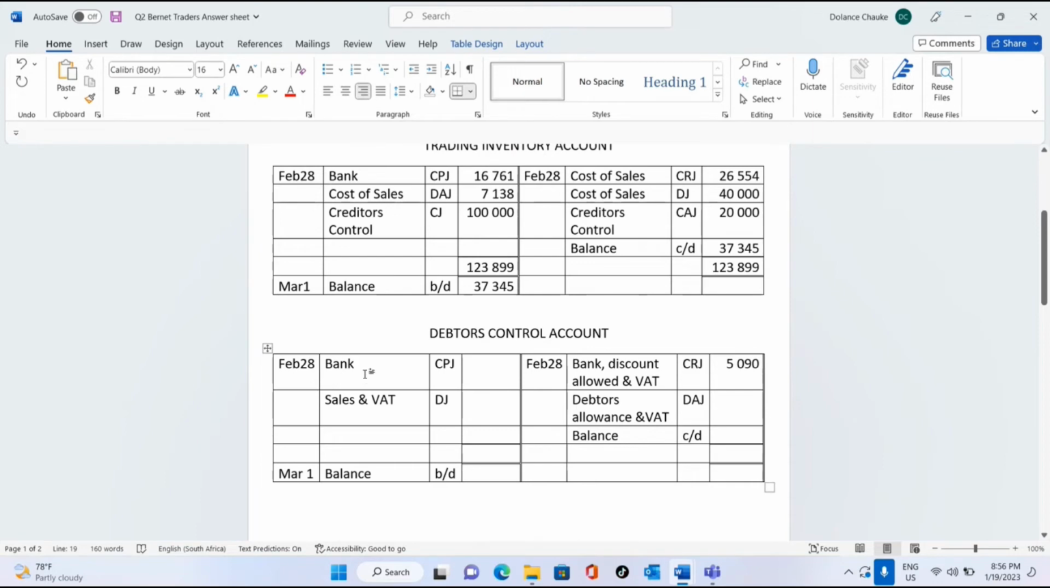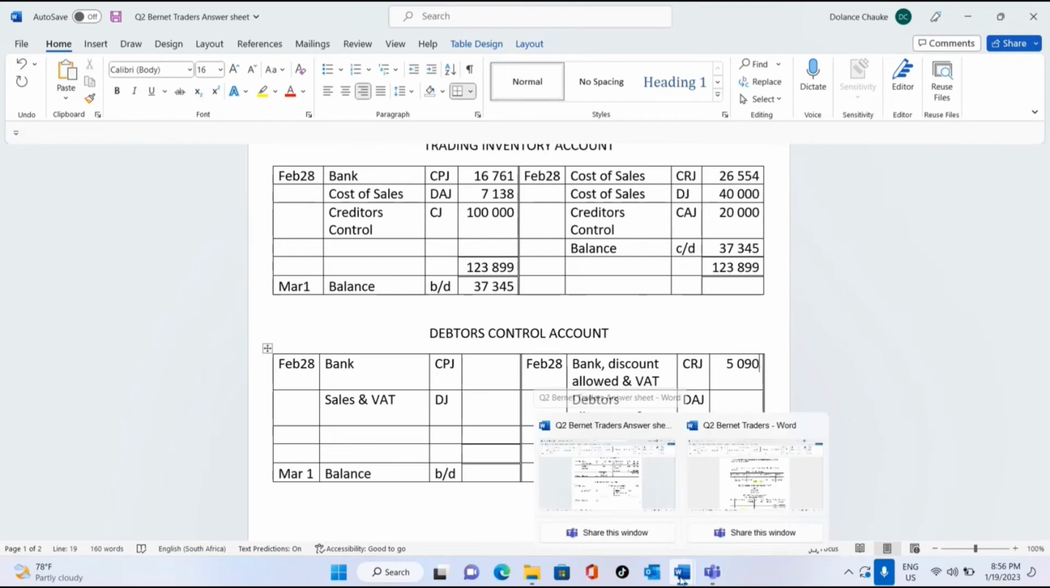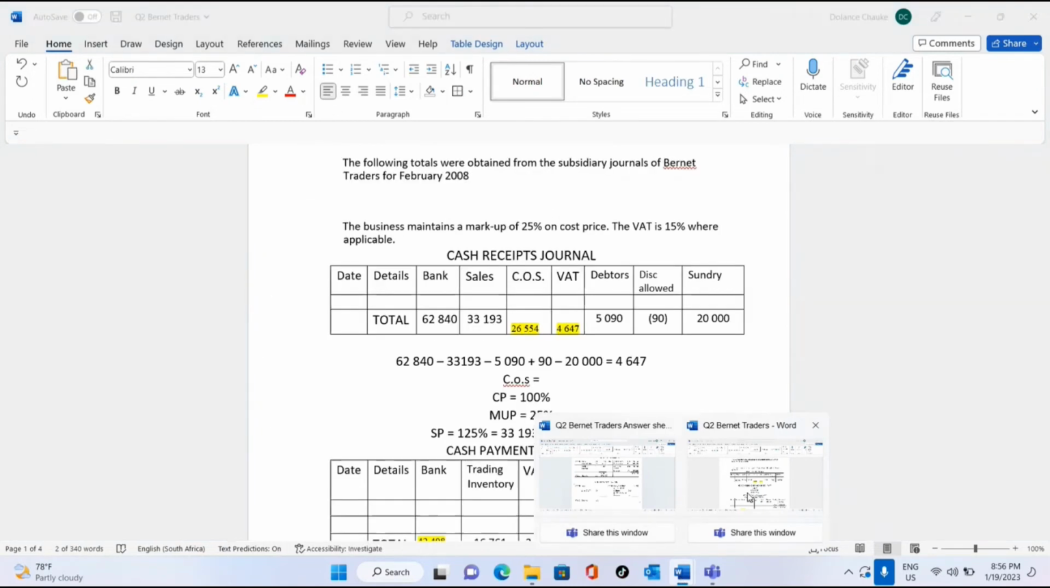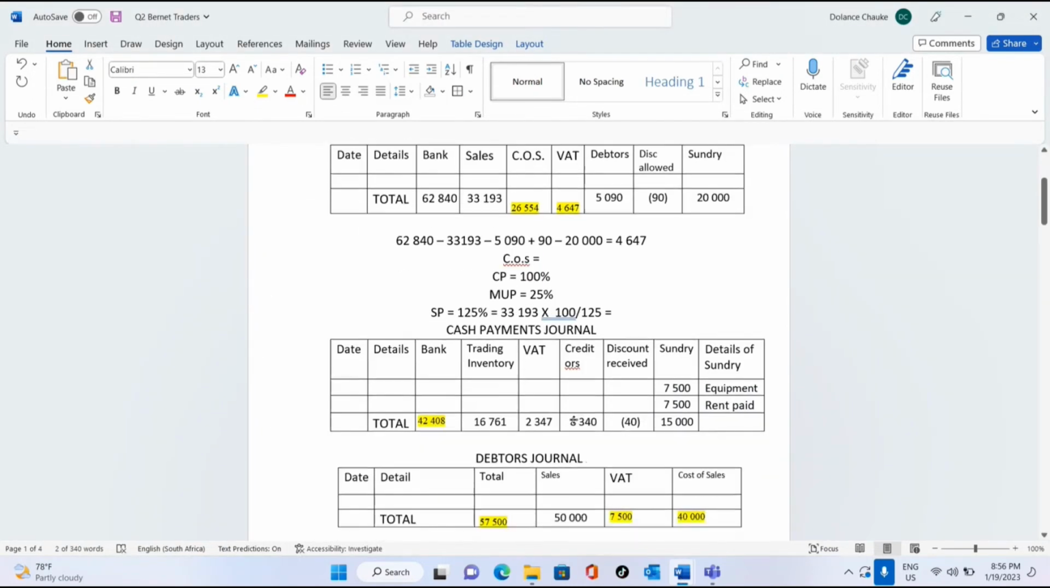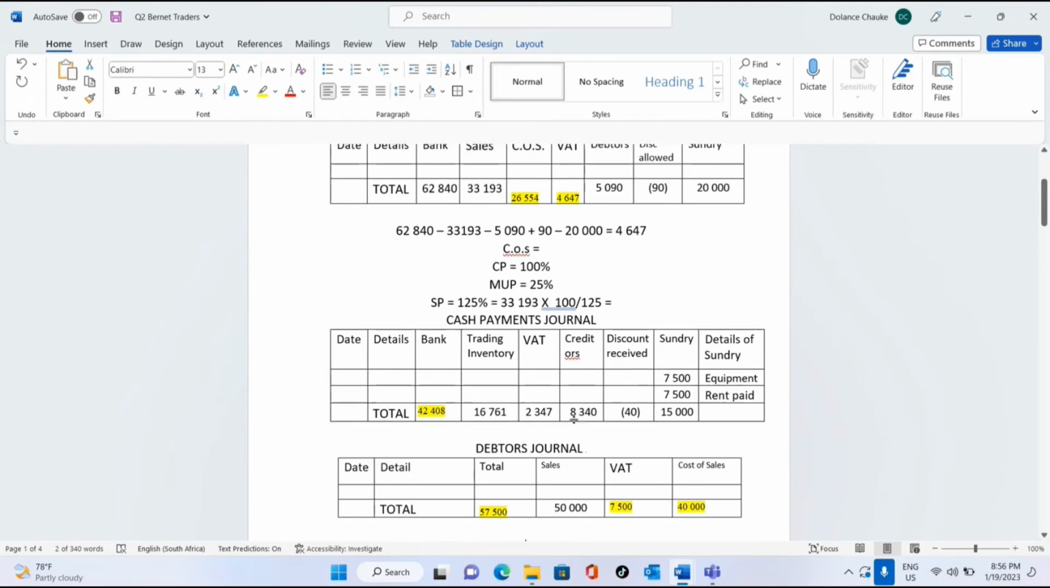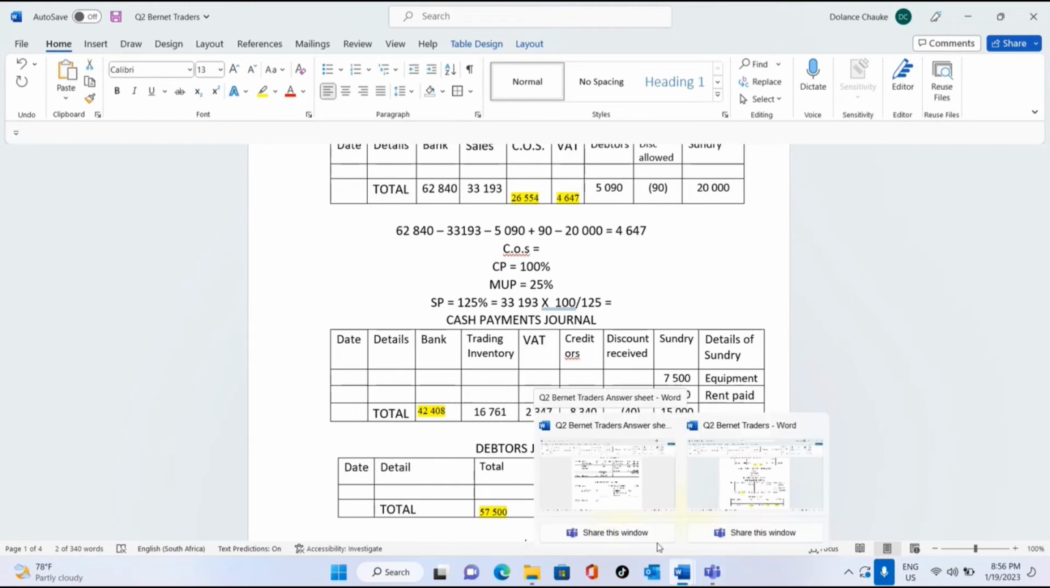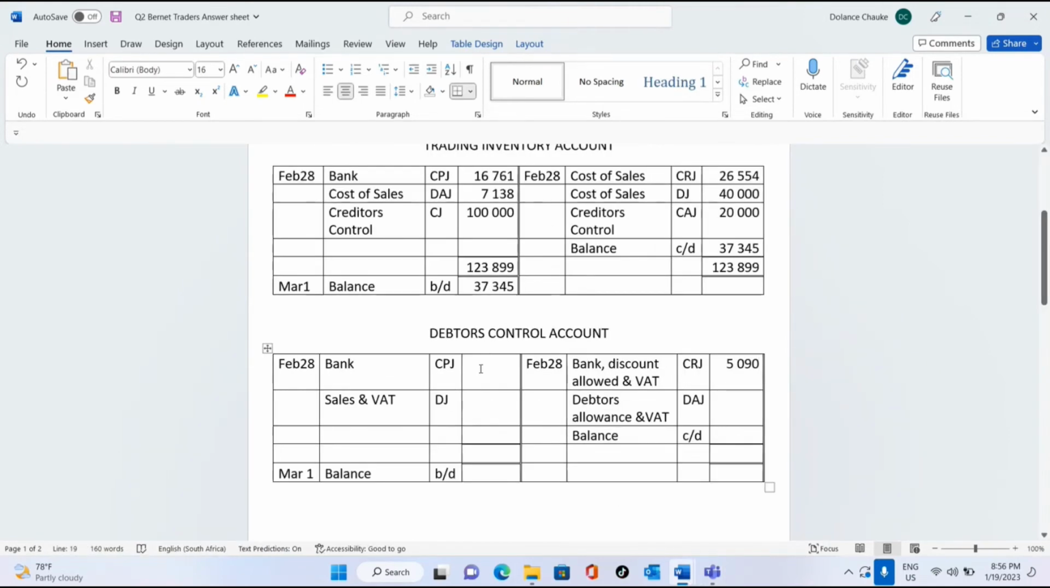And then let's go and look at our debtors under the CPJ, our debtors under cash payment journal. Do we have any debtors there? No, there's no debtors. If we do not have, we'll go back to our answer sheet and put a dash there. There's nothing, right? And then let's go to our debtors journal.